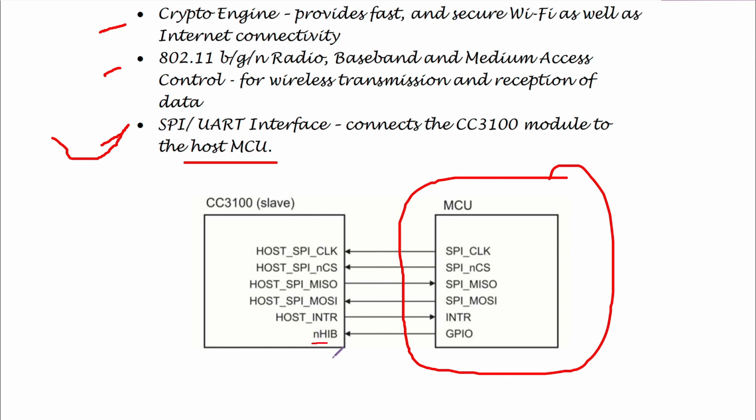Then we have another pin, NHIB. As you can see, it is connected to the microcontroller's GPIO, right, from the master, that is the microcontroller, to the slave. So this is an additional pin that has nothing to do with the communication, but this pin can be used for putting this CC3100 in a bootloader mode where you can flash or update the firmware of CC3100. That's it.